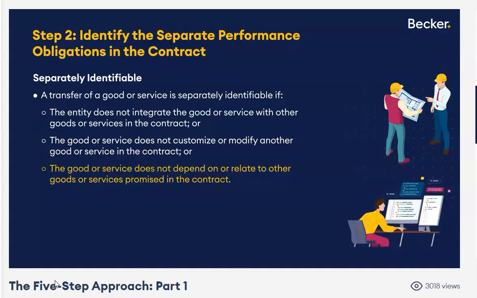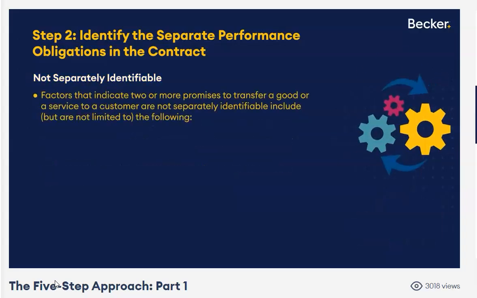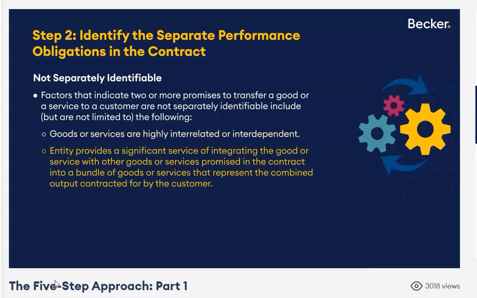You'll notice a good or service does not depend on or relate to other goods or services in the item, and that's all part of the same process. If those happen, you're going to have a problem. So if it's not dependent, if it was not customized, if it's not integrated, then you can separate them. Now, not separately identifiable, some of the factors would be they're highly interrelated, they're interdependent, or the entity provides a significant service of integration with them.